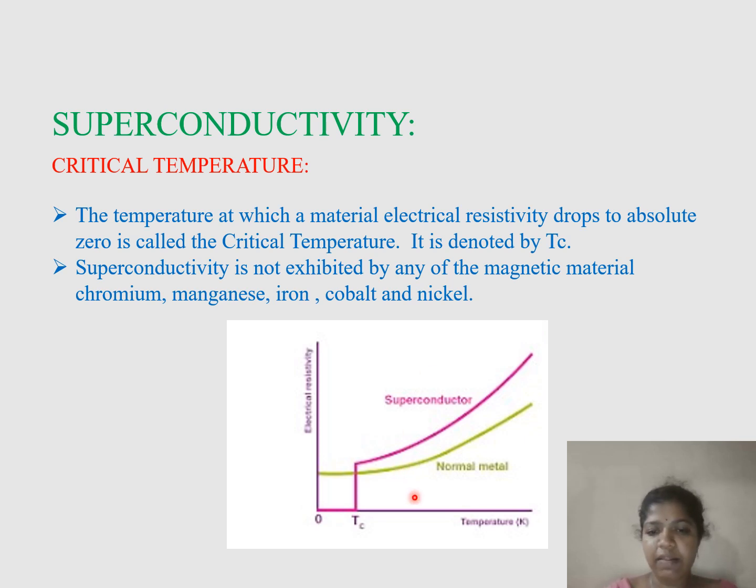In the graph, we can see that on the x-axis we take the temperature and on the y-axis we take the electrical resistivity. If the temperature increases, the electrical resistivity increases for a normal metal. But in the case of a superconductor material, the electrical resistivity suddenly drops to absolute zero. That temperature we call the critical temperature. At that temperature only, the material can exhibit the superconductivity nature.